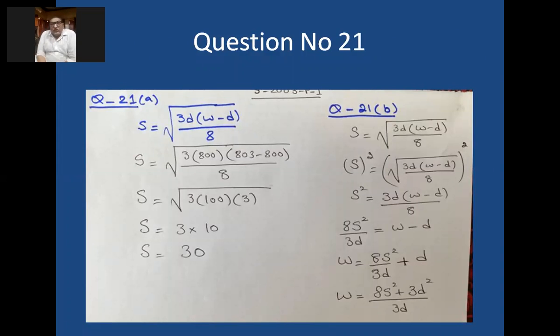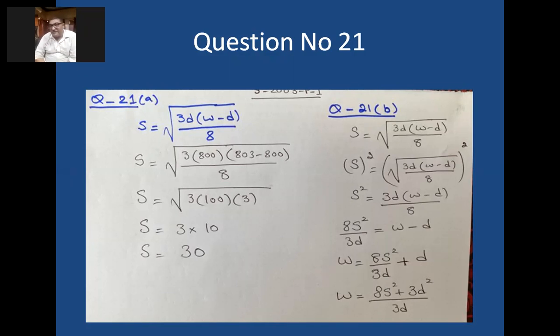So s equals the square root of 3d bracket w minus d divided by 8. The value of d is 800 and the value of w is 803. So just put those values there. So you will have 3 into 800 into the bracket 803 minus 800. So 8 and 800 will be cancelled. That will be 3 multiplied by 100, and 803 minus 800 will be 3. So I'm taking the square root of 100, which is 10, times 3 into 3, which is 3. So the final answer will be 30. So I hope you have understood how to do this without a calculator.